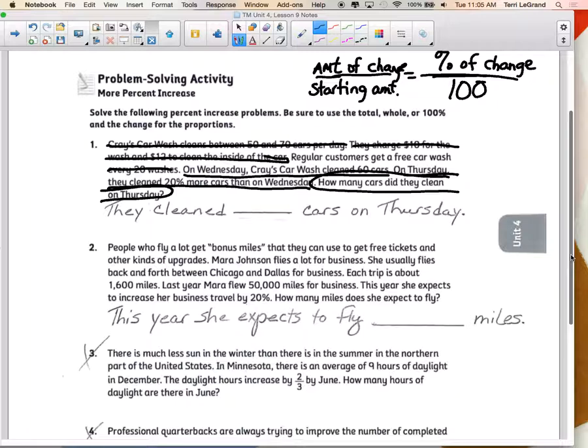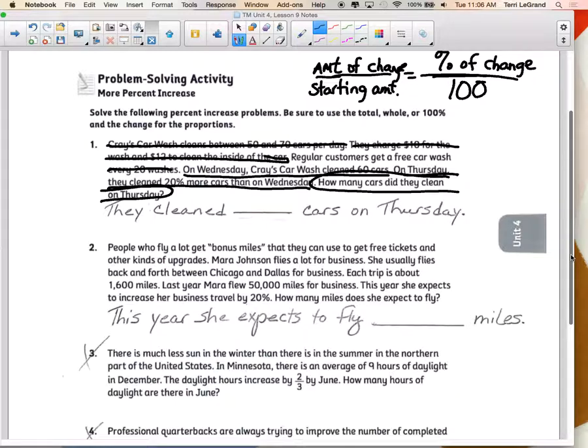So, anybody think we know how much it changed by? Did any of that information we have underlined tell us how much it changed by? The number, amount of change, not percent? No, we don't have that, do we? Do we know how much it started at? What did it start at? What was it on Wednesday? 60, that's the starting amount, okay? Do we know the percent of change? What is it? 20%, so we'll be using a 20 up on that one. We don't use the percent sign, we can just put a 20 there. And the 100 is 100, isn't it?